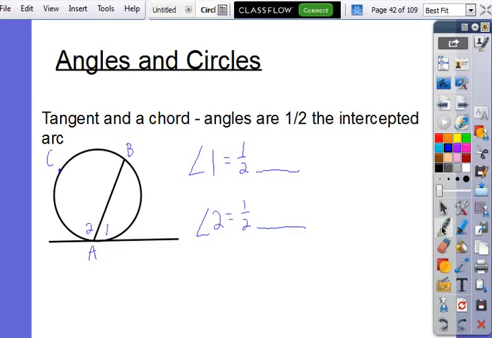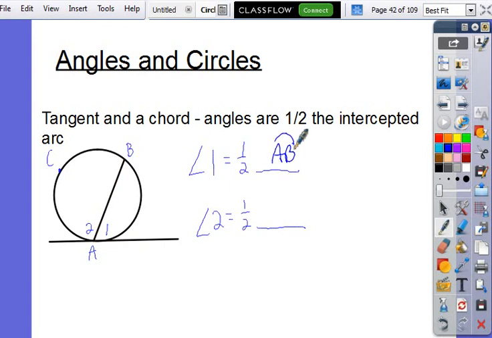Again, we're talking about a tangent and a chord making angles. Angle 1 is right here, and we said it makes which arc? AB. So it's going to be half of whatever AB is.